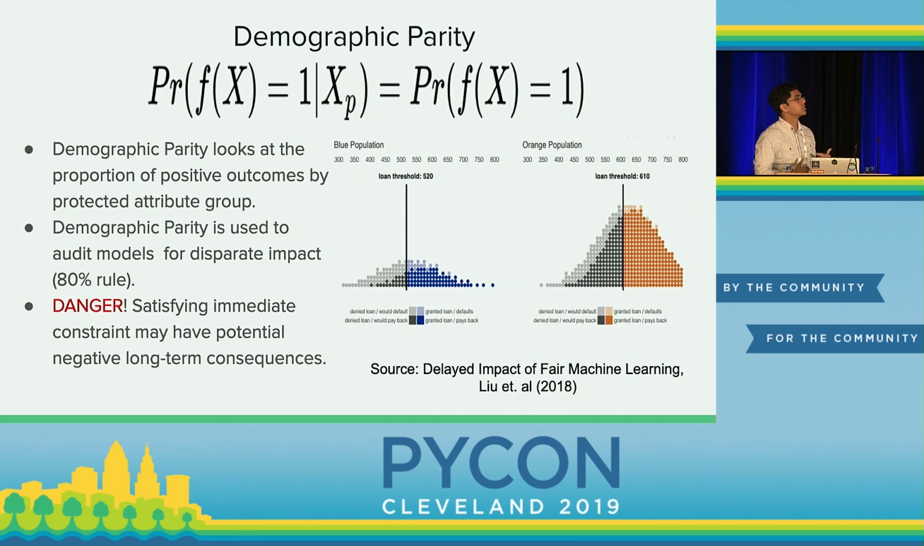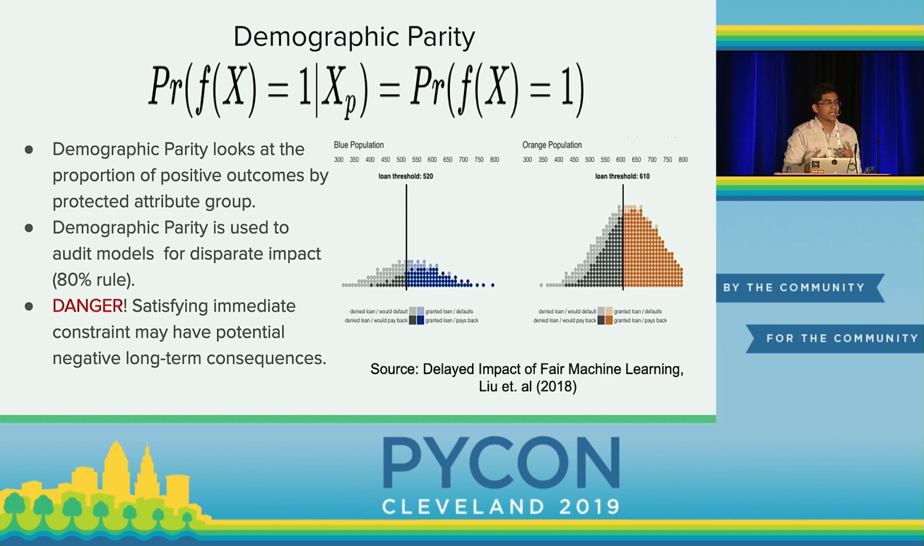So what's the most common one? The most common one of these types of metrics is demographic parity. Demographic parity asks how often we get positive outcomes for different demographic groups or different protected groups. And this is what's really used to audit models for disparate impact. So like, who gets a loan or not? You look at different demographic groups and say, okay, the percentage of loans given to white men versus the percentage of loans given to non-whites, non-males, should be at most a 20% difference. That's what that 80% rule means. They have to be within 80% of each other.